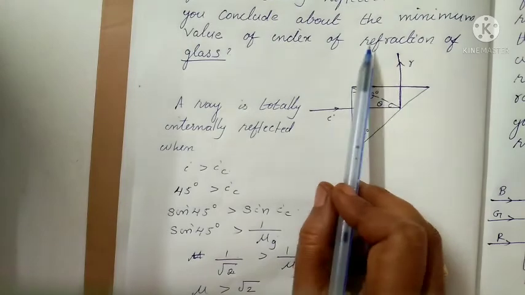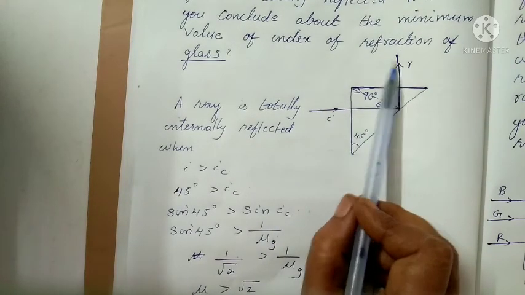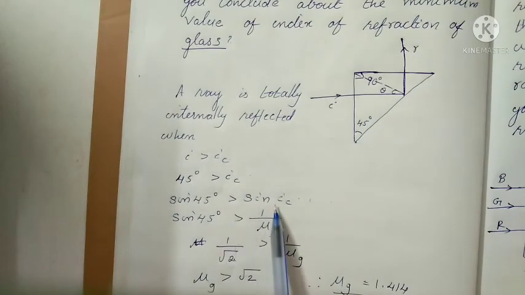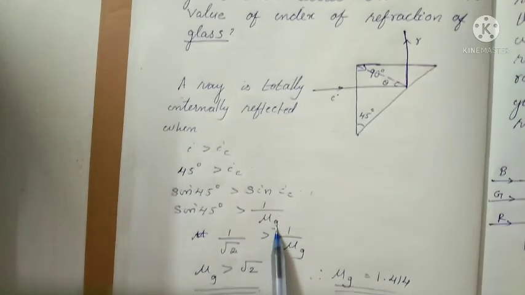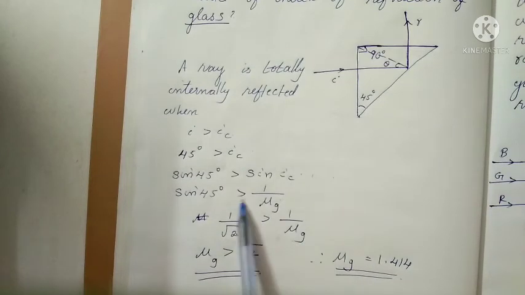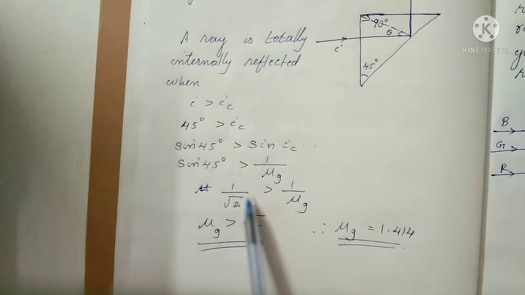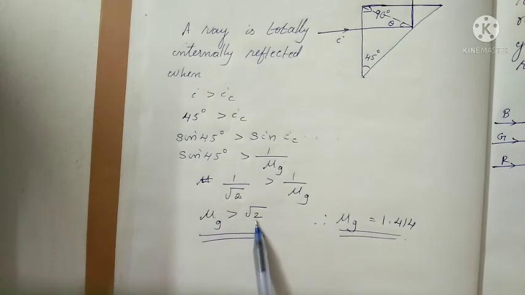We want to find the minimum value of the refractive index of the glass. Sine 45 greater than sine iC, where sine iC is equal to 1 by refractive index. So sine 45 is greater than 1 by mu g. What is sine 45? It is equal to 1 by root 2. So 1 by root 2 is greater than 1 by mu g. By cross multiplication, mu g is greater than root 2.